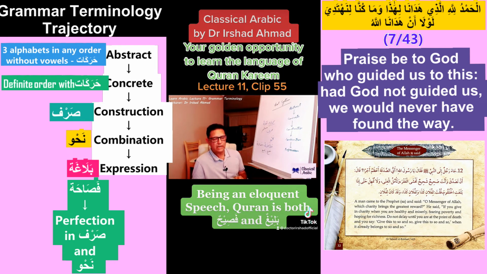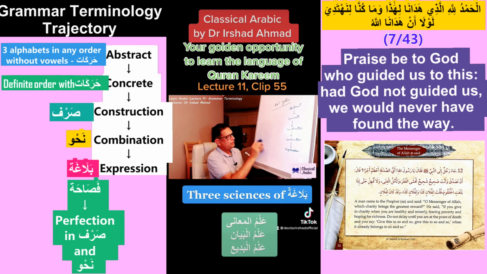While Balagha, as I said, is the expression part of it, and actually there are 3 sciences of Balagha. They are called Ilmul Ma'ani, Ilmul Bayan and Ilmul Badi. I'm certainly not going to go into this because at this level we will have to focus just on Sarf and Nahw and not on Balagha.